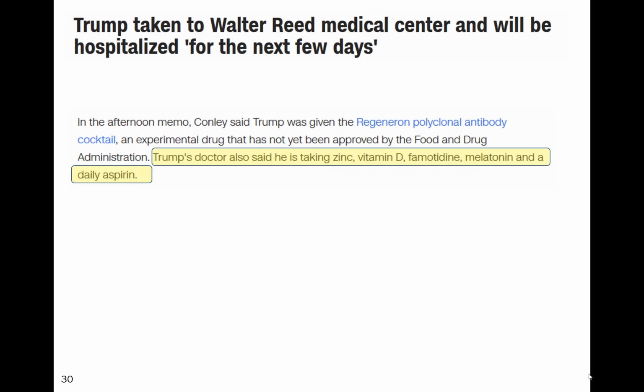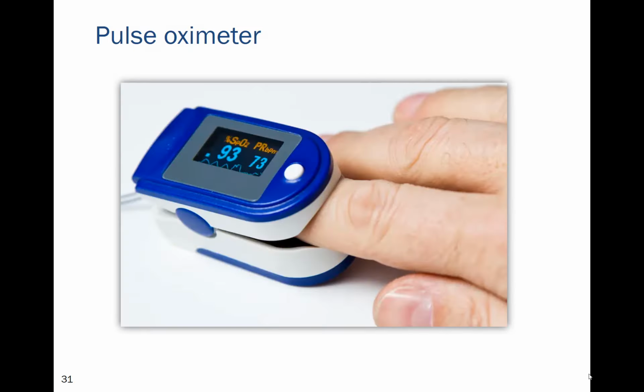So you may know that President Trump has been admitted to Walter Reed Medical Center for COVID. It's interesting to note that Trump's doctor said he is taking zinc, vitamin D, famotidine, melatonin, and aspirin. Wow, we wonder where he got that idea from.